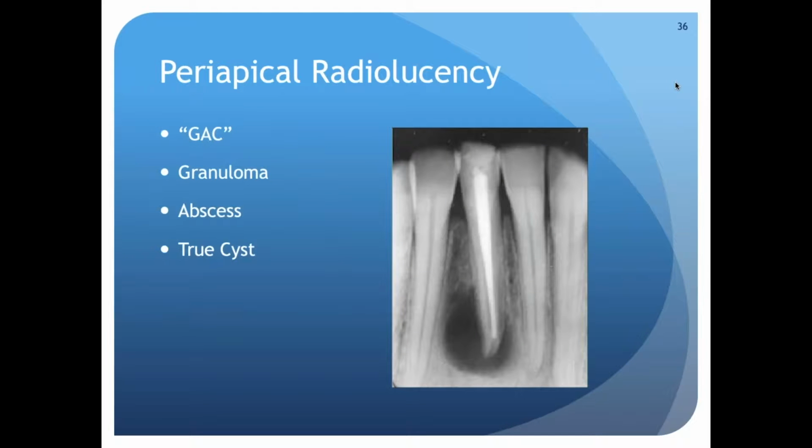So periapical radiolucencies. A good mnemonic for this is GAC. A lot of us just say, oh, that's just an abscess, but unless you do a biopsy, a lot of these aren't actually always abscesses. So in order of how often they occur, most of the time you're going to have a granuloma, followed by an abscess or a true cyst. I know many of us probably just say in layman's terms that's an abscess, but we don't really know what that is. So oftentimes when we do an apicoectomy, we'll do a biopsy to make sure that it is not a true cyst.